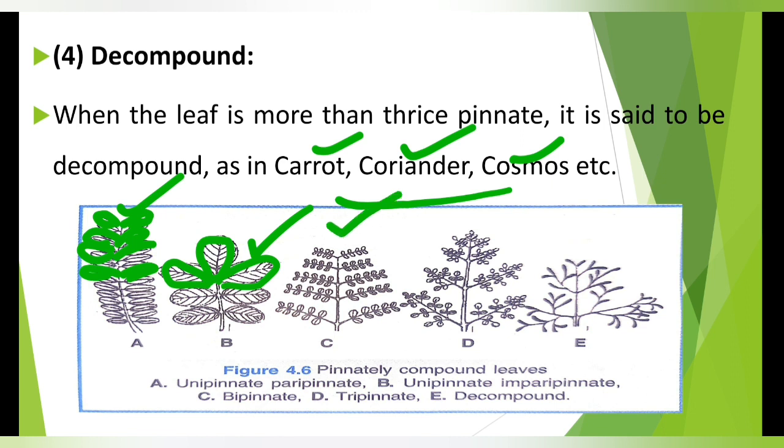Next, the structure C is your bipinnate. Bipinnate means the leaf is again divided into many leaflets. Then tripinnate, the structure D is tripinnate, where the main leaf is divided and they again have many leaflets. Then decompound, where more than 3 pinnate is present.